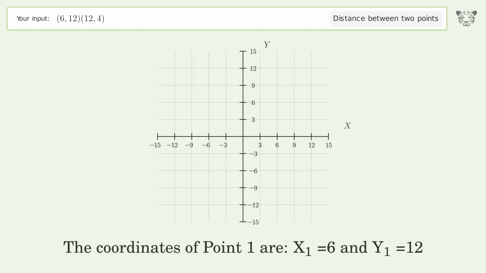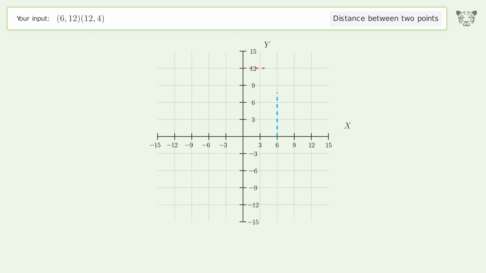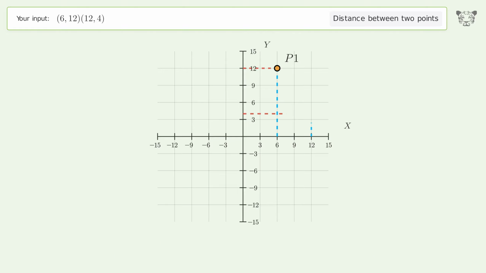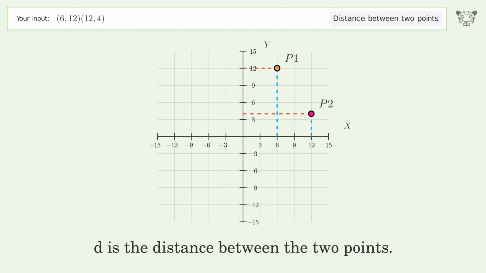The coordinates of point 1 are x1 equals 6 and y1 equals 12. The coordinates of point 2 are x2 equals 12 and y2 equals 4. D is the distance between the 2 points.